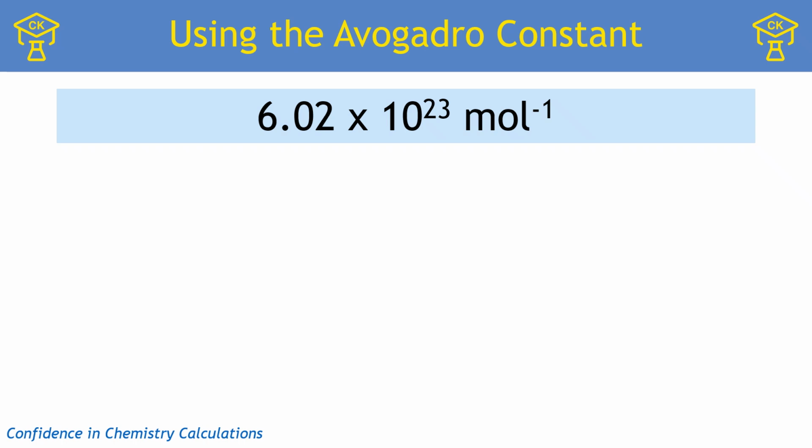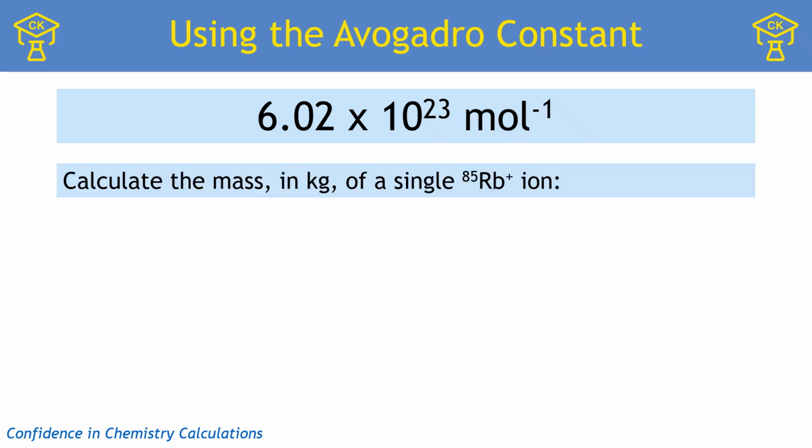And there are a few other ways to use the Avogadro constant. So in the previous two, we've calculated the absolute number of particles, whether that be ions or molecules. But we can also use it to convert from things that are measured per mole to absolute quantities. So here's a couple of really common examples of this.